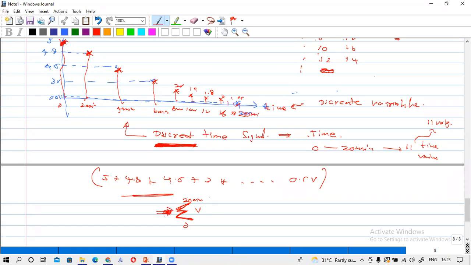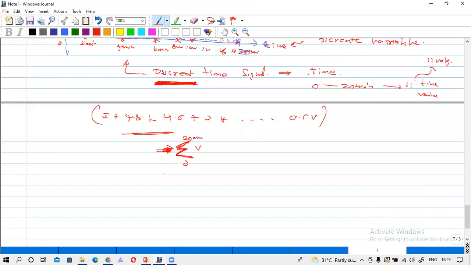So these are discrete time signals. That means within some time duration, we have discrete time, countable values, discrete values. In other words, a discrete variable. This kind of signal we call a discrete time signal.